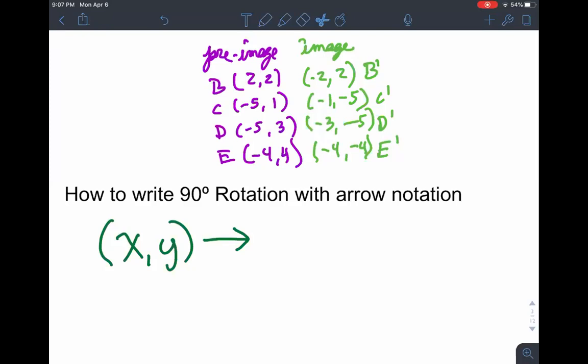Using arrow notation, we would write that this way, that if we start with X, Y, we end up with switching the positions and changing the sign of Y, so we get -Y, and then the X just takes the other position. So this is arrow notation for how to write a 90 degrees rotation counterclockwise. X, Y becomes -Y, X.